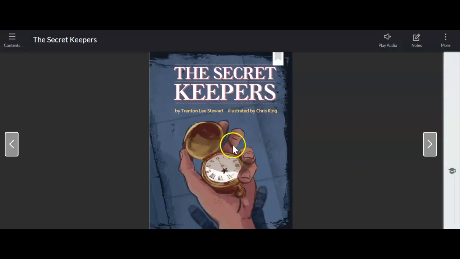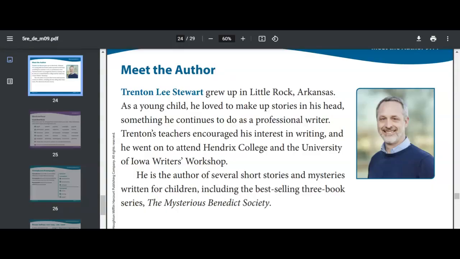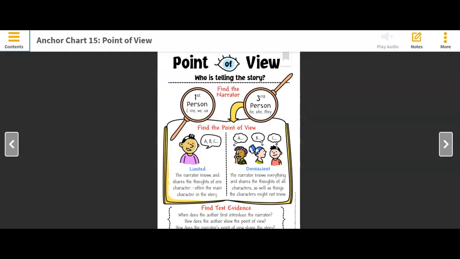All right, so we are going to be reading The Secret Keepers. It's by Trenton Lee Stewart. It's important to know that this is only part of the story, okay? This is actually a chapter book, and HMH has just given us a very little part. You guys may have heard of Trenton Lee Stewart before. He is very famous for writing a 3-book series called The Mysterious Benedict Society. If you have not read it, I highly recommend it. I love the series, and it's on my home bookshelf as well. And so I was excited to be able to read a little bit of this one as well.